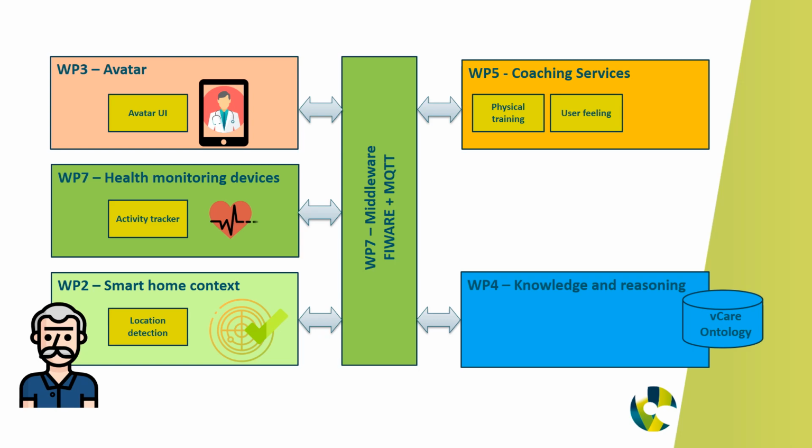When the session finishes, the avatar will trigger the user feeling service, which gets a feedback from Mr. George through a questionnaire. For example, Mr. George will have to answer the perceived effort with a Borg scale.